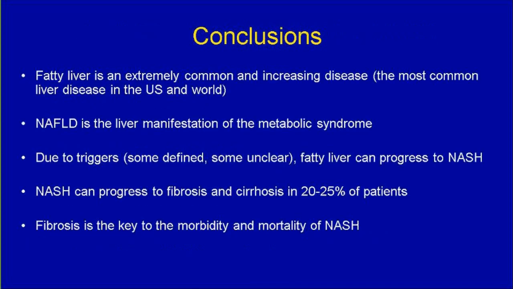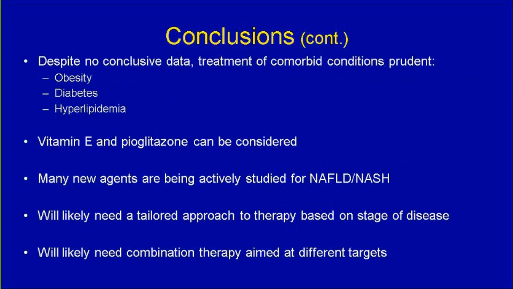So in conclusions, I want it to be known fatty liver is extremely common and is by far the most common cause of liver disease in the U.S. and the world. The way I want you to look at fatty liver is the liver manifestation of the metabolic syndrome. So when the endocrinologists see them, they have to sort of incorporate that, and I should say the primary cares as well, incorporate that into their thought process. Again, we have triggers that turn on inflammation and thus fibrosis. About 20 to 25% of NASH patients will go on to cirrhosis, and all the badness of NASH comes out of fibrosis. And again, despite the fact that we don't have massive randomized controlled trials, still, the mainstay of therapy at this moment remains diet, weight loss, exercise.